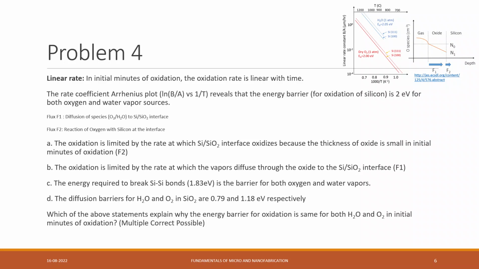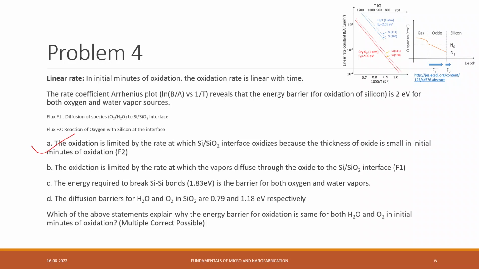So that is the rate determining step here. The diffusion is not an issue. The oxidation is limited to the rate at which the silicon and silicon oxide interface oxidizes, because this thickness is small in the initial minutes of oxidation. So that is the correct option, because here the interface needs to get oxidized and the diffusion happens relatively faster.